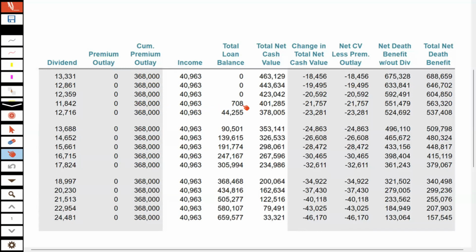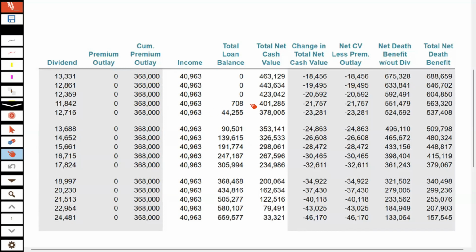Once you've withdrawn all of your cost basis, and that essentially occurs right here in this year, you start to see a loan balance. So you're starting to take loans every year from the policy so that you can still take that income without paying taxes. And that's a key thing to understand.